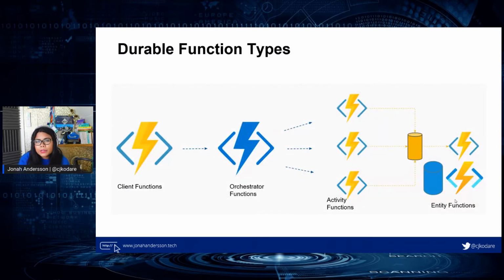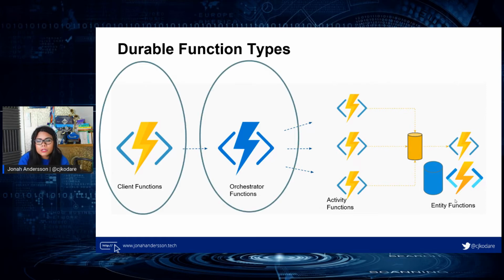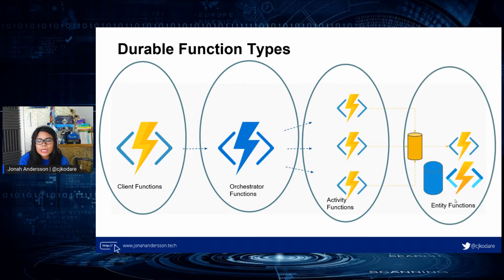When you're working with Durable Functions, or before you even try to author a workflow in Durable Functions, it's worth taking note of the different function types. There are about four function types: client functions, orchestrator functions, activity functions, and entity functions.